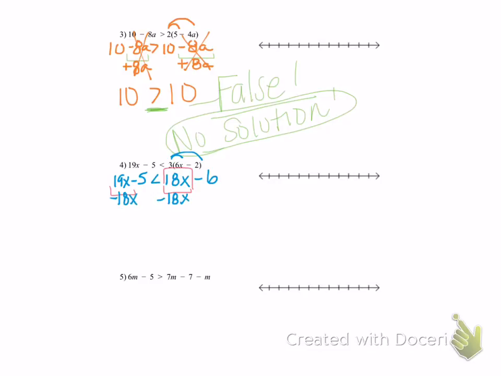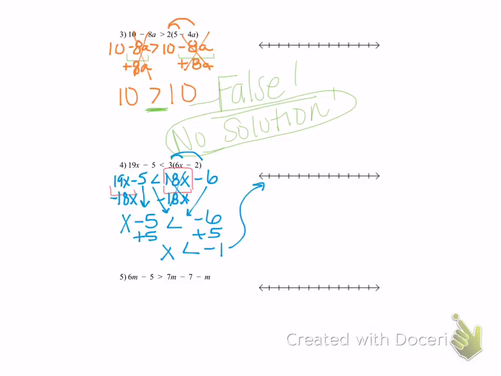So minus 18x for these to cancel out. So 19 minus 18 gives me an x. I bring down my 5, bring down my inequality, and bring down my negative 6. This is our one-step inequality, so let's finish it out. If I've got this minus 5, let's add 5 on both sides. So I've got x is less than, and then negative 6 plus 5 gives me a negative 1.